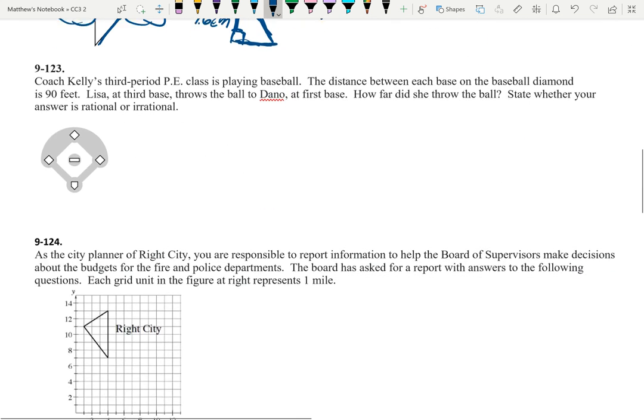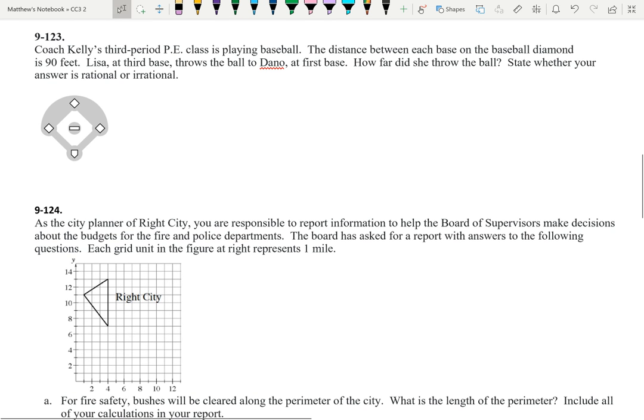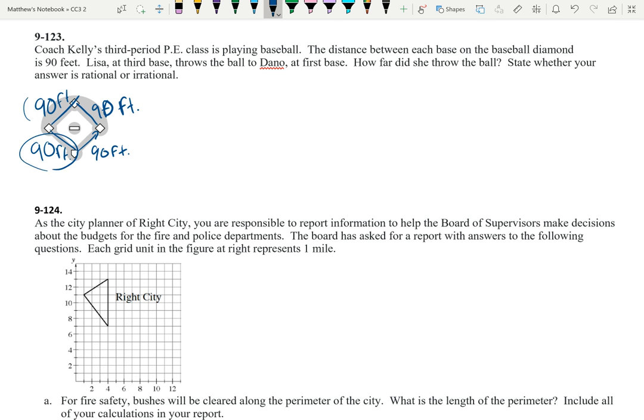So again, it helps to identify each of the legs and hypotenuse here, and that'll help you with finding that missing side length. All right, looking at 9-123, it says Coach Kelly's third period PE class is playing baseball, and the distance between each base on the baseball diamond is 90 feet. So on my diagram, I'm going to go ahead and write it as 90 feet between home plate and first, 90 feet between first and second, 90 feet between second and third, and 90 feet between third and home, because this is a perfect square, and so it has the same side lengths, and it also has the same angles. And the angles inside of the square are, of course, right angles.